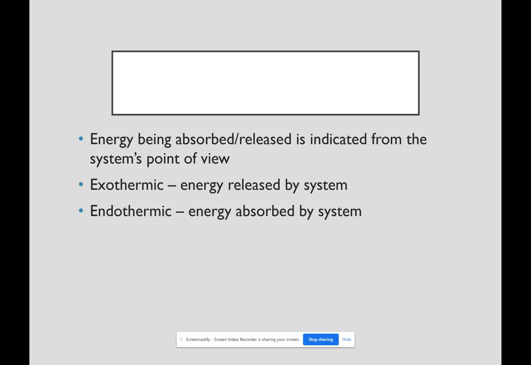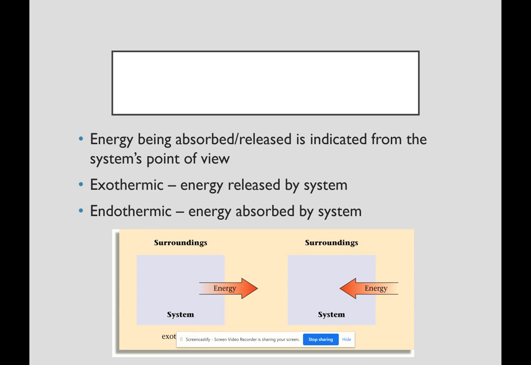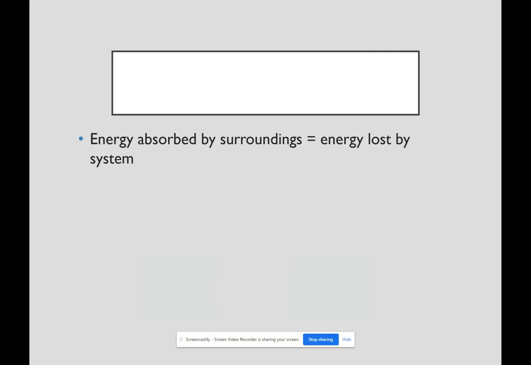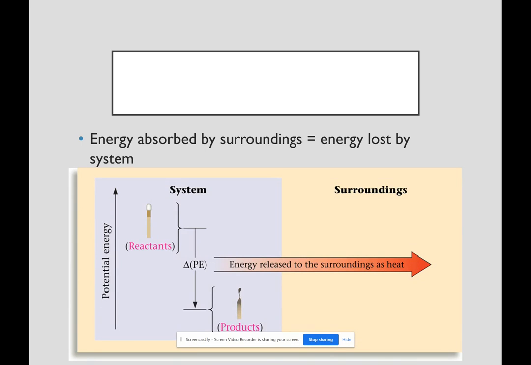Energy being absorbed or released is always indicated from the system's point of view. In an exothermic process, energy is released by the system. In an endothermic process, energy is absorbed by the system. So you can see there, exothermic, the system is releasing energy to the surroundings. Endothermic, the system is absorbing energy from the surroundings. Those two quantities are equal. So the energy absorbed by the surroundings always exactly equals the energy lost by the system.